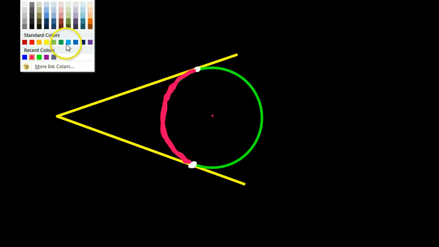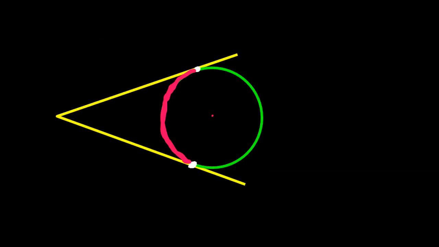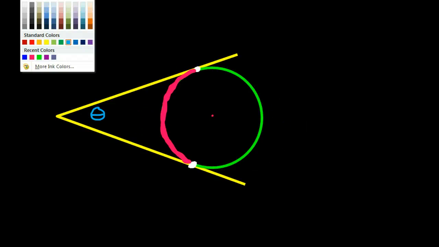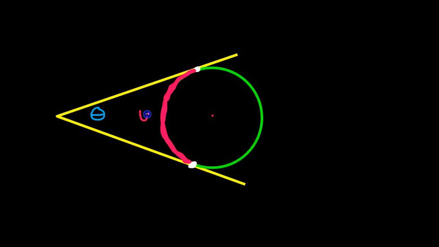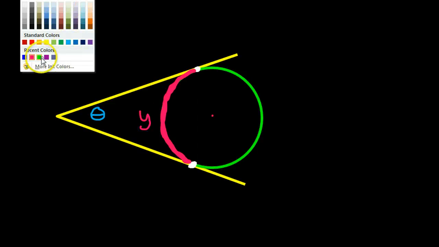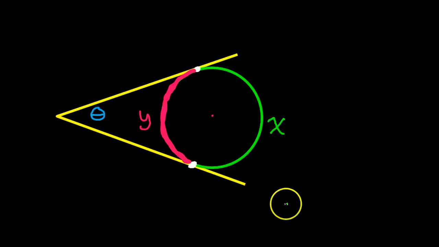Now, the relationship is like this. First of all, let's call the angle theta. And we'll call this smaller arc y, and we'll call the larger arc x. So this x is the green arc. Maybe I should color it. That would make sense, wouldn't it? Okay, so the smaller arc here will be y, and the larger arc here will be x.